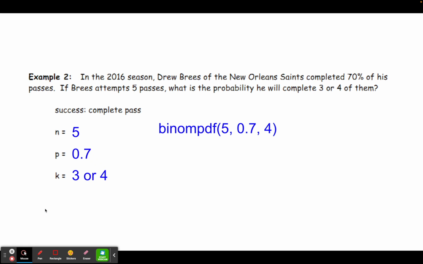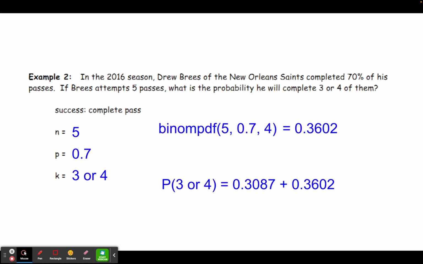So using my calculator shortcut, I'm going to do the binomial PDF, and I'm going to put in N, P, and K as 4 in this case, because I already calculated the probability that he completes 3 passes. That was example number 1. So I'm going to do this to calculate the probability that he completes 4 passes, and that gives me 0.3602. Now the probability that he completes 3 or 4 will be the sum of those two decimals. That 0.3087 was what I calculated in example 1, plus the new probability that I just calculated, for a total probability of 0.6689.